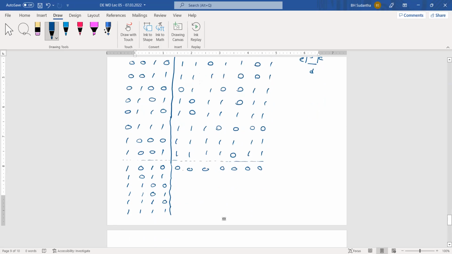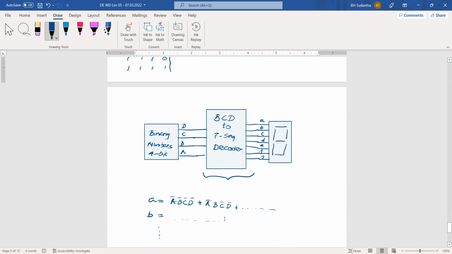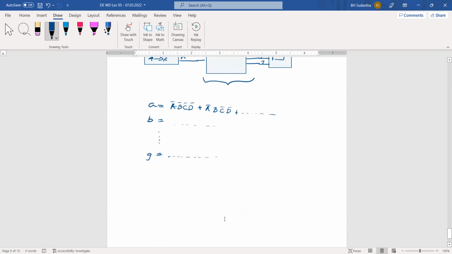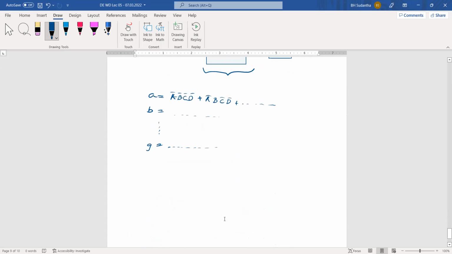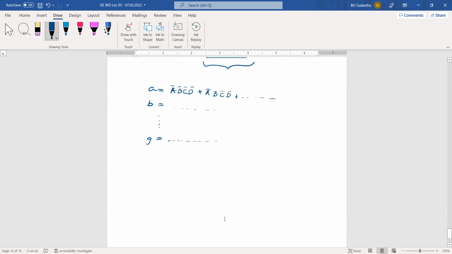Okay, then finally our target is to use these things for any kind of circuit. Up to this point, is it okay?